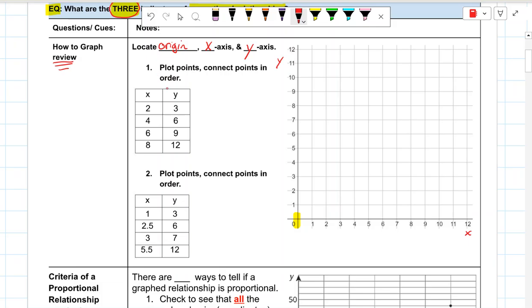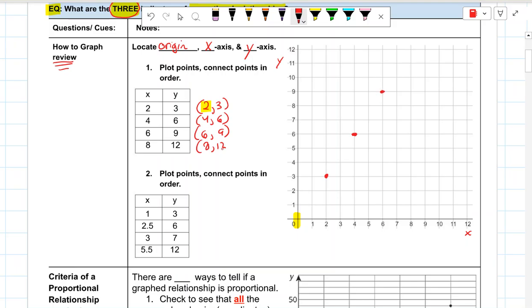All right, let's start. Number 1, plot points, connect points in order. So we have our x and our y's, and so we're going to make points 2, 3, 4, 6, 6, 9, and 8, 12. We'll go over to our graph, and we'll start with our first value, which is an x value. So we're going to go, it's positive, so we go to the right 2, and then up 3. Make your point, your perfect point, right on your intersection in the background. And then 4, 6, and then you're at 6, 9.